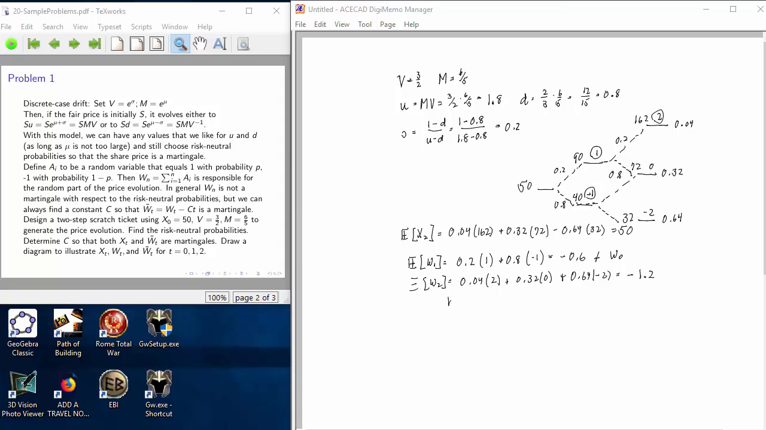So if I choose C equals 0.6, that makes what the textbook calls W sub t tilde, that's W sub t plus C t, into a martingale.